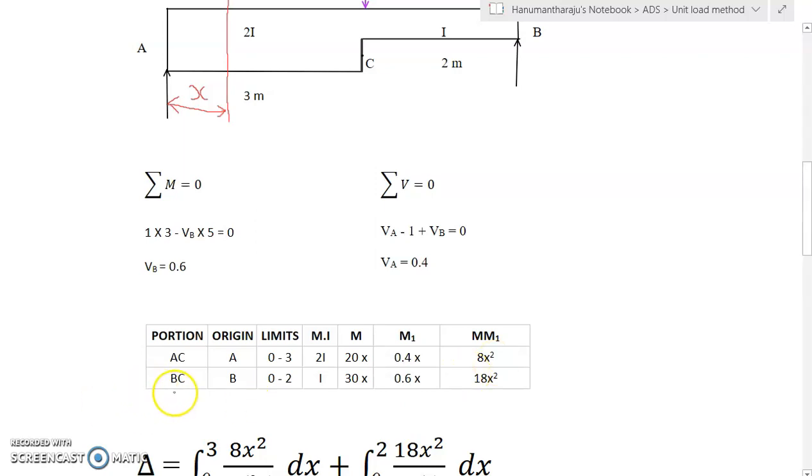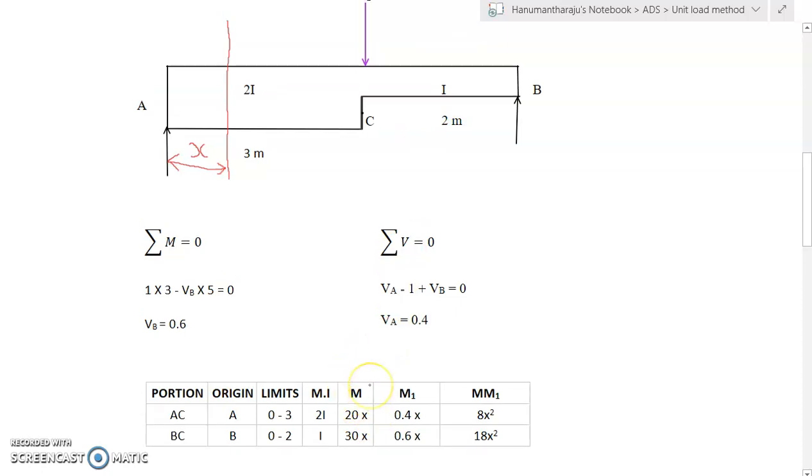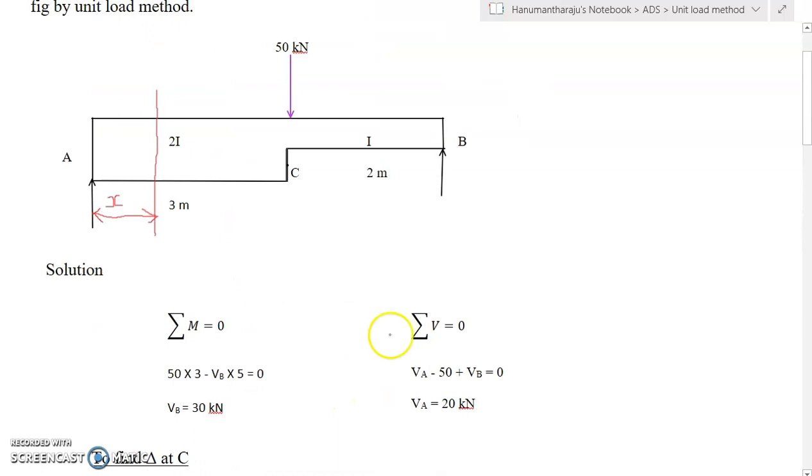Similarly, take the portion BC. Here, B will be taken as origin. Limit is 0 to 2. Moment of inertia is I. Then the moment due to external load M in the portion BC.